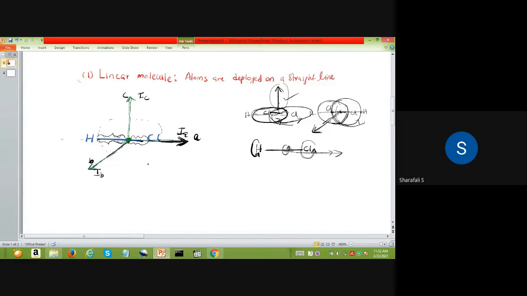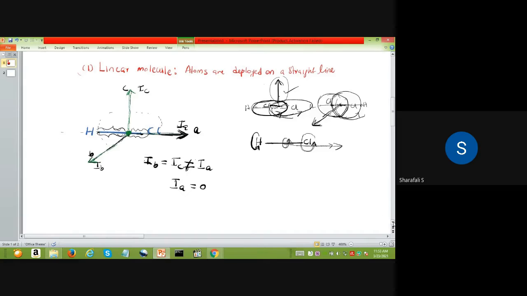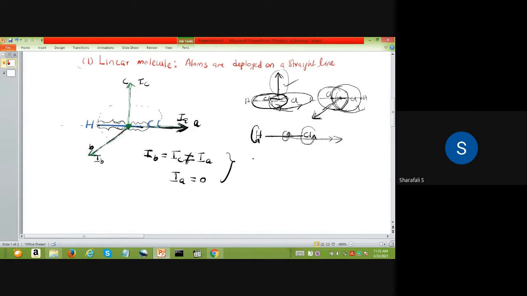So IB equal to IC, which is not equal to IA, and IA is equal to 0. So this is the condition of moment of inertia for the case of a linear molecule. For a linear molecule, IA equals 0 and IB equals IC.